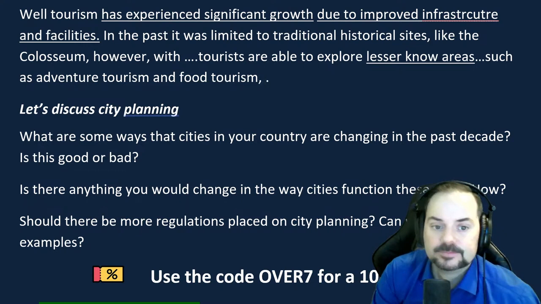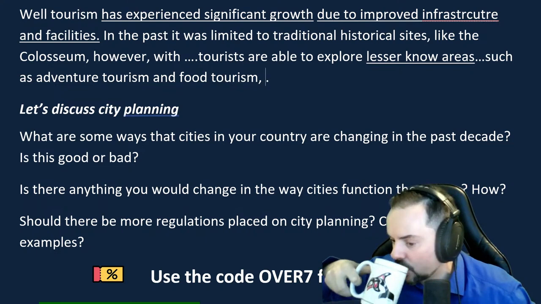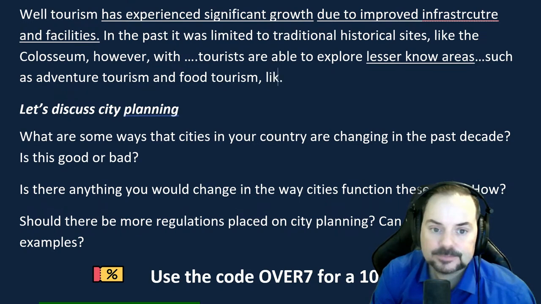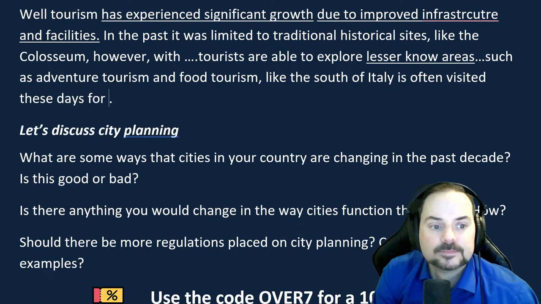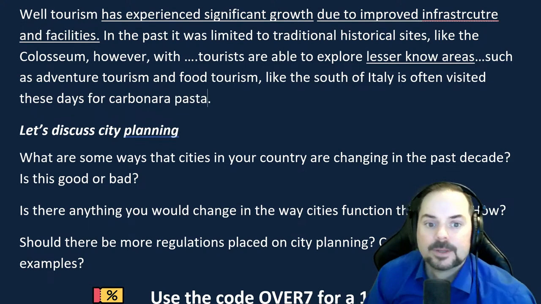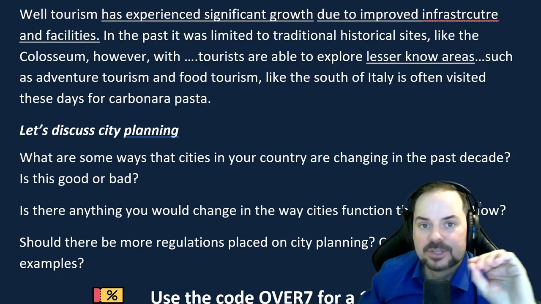Food tourism, for example, there are many dishes that you can savor in the south of Italy. Carbonara pasta. It's one of the most popular dishes in Italy, for example. Carbonara pasta, pasta with mussels. Just one. I know the seafood pasta too, but just one quick example, right?